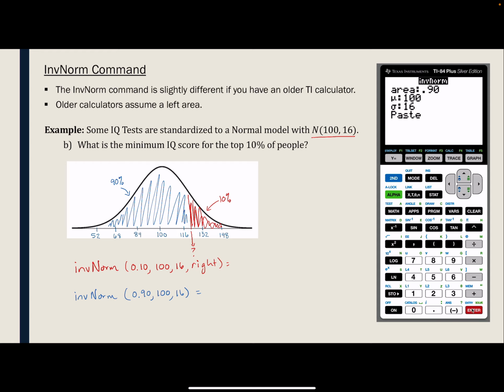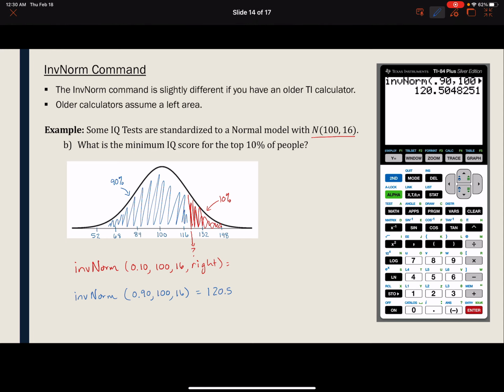And when I paste that, we get 120.5, which means that this was also 120.5. So the upper 10%, that score, is going to separate the upper 10% the same way it separates the bottom 90%.